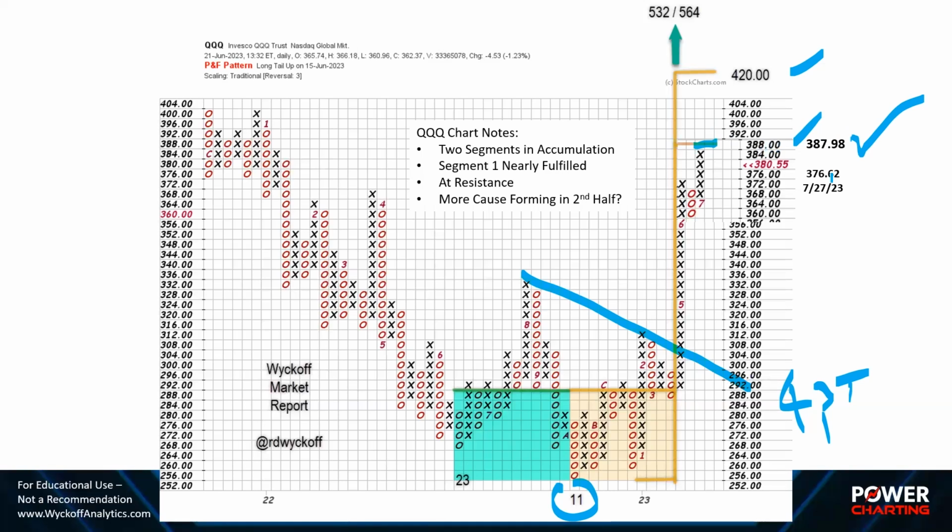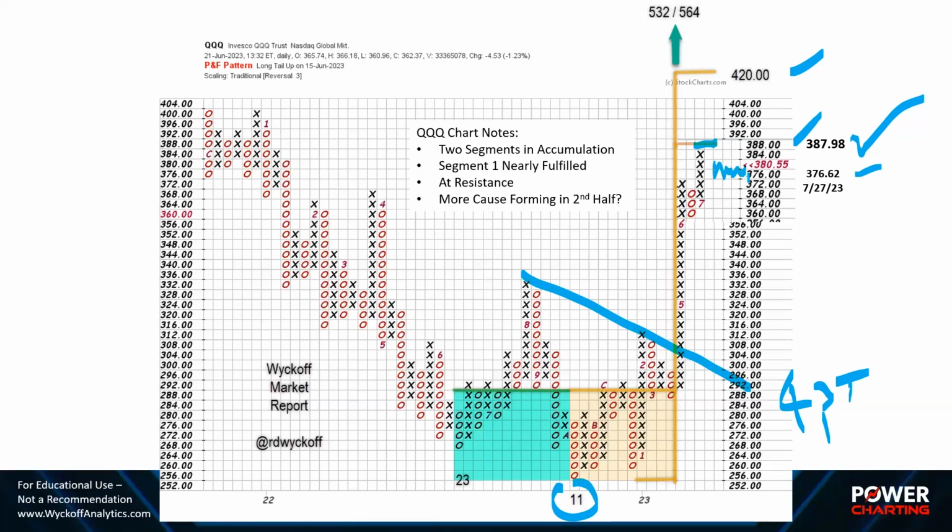But note that as of today, and today was kind of a weak day in the market, started strong, ended weak, a sign that supply is present in the markets, that there's trouble brewing, especially in these mega caps. And we went to 376.62. So we're right back down into this range right here.